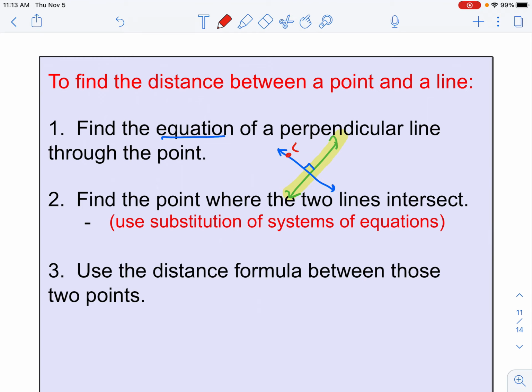So it goes through a specific point right here. Now I'm going to find where those 2 lines intersect. So I'm going to find their intersection point by using substitution of system of equations. So I have to find this point right here using a system of equations. And then I can use the distance formula to find the distance between the points.